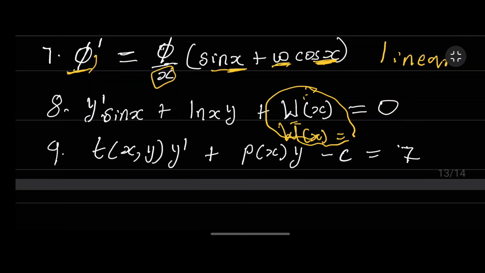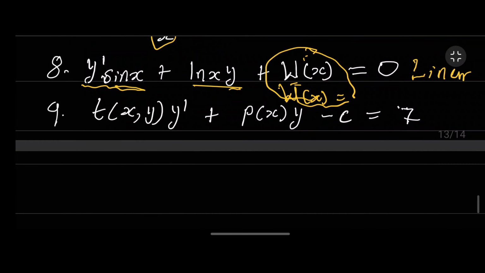If x finds itself in a bizarre function like e raised to the power tangent of tan inverse of sine inverse of, it doesn't matter. Don't worry about the independent variable. Only worry about the dependent variable. So here we have an exponent of 1 for the derivative, and we have an exponent of 1 for the function itself. So we conclude that it is linear because there are no transcendental functions with the function in it, and there are no products of the derivatives and the function itself.